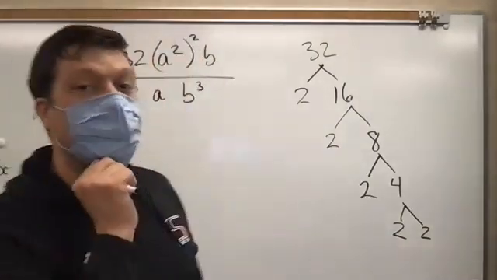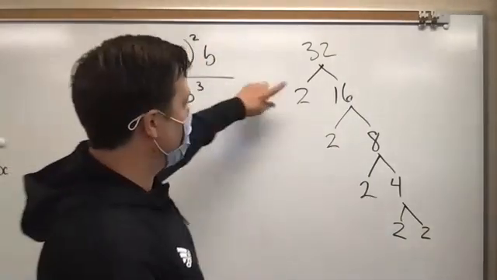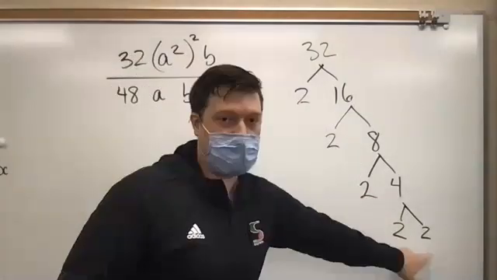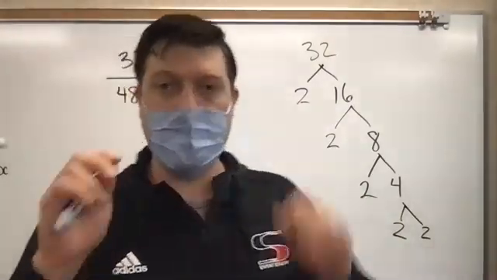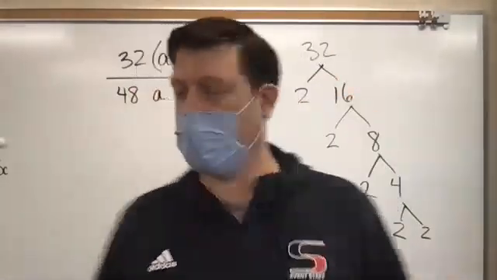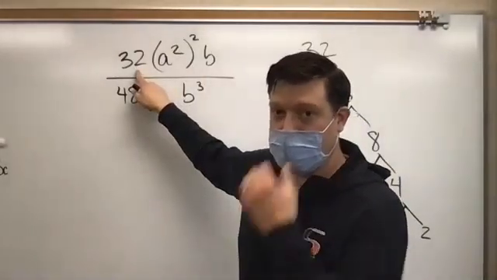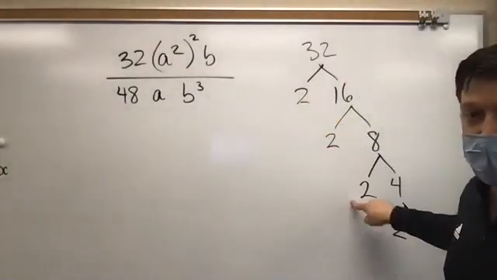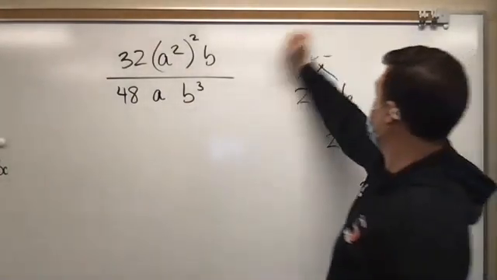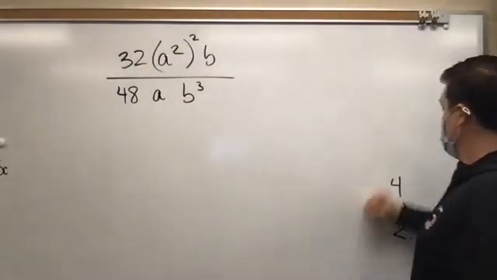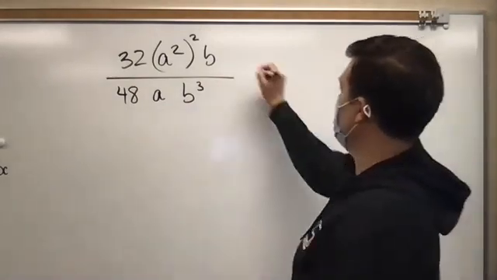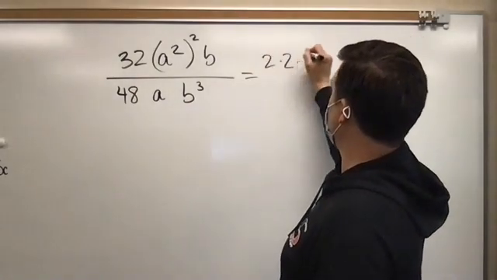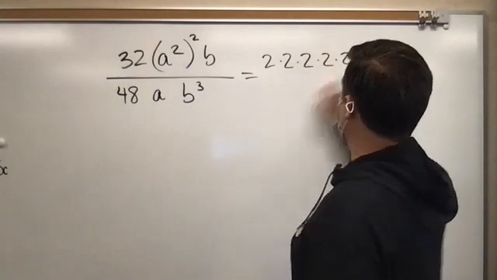In fact, fact of mathematics, 2 times 2 times 2 times 2 times 2, all of them multiply up to 32. So I'm going to take the 32 that's here, and I'm going to break it apart into all of these prime factors, which is 2 times 2 times 2 times 2 times 2.